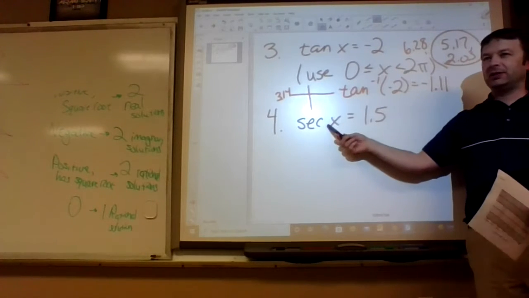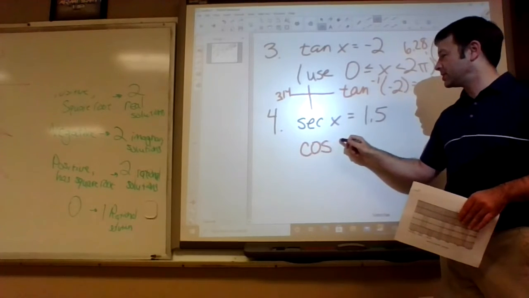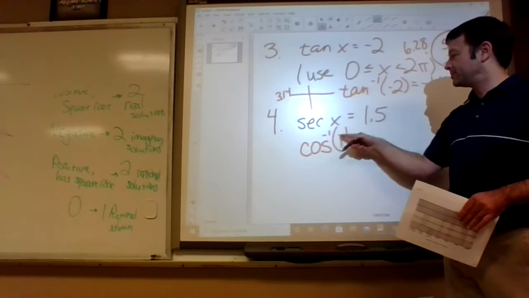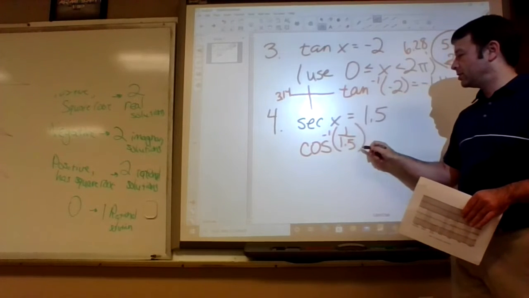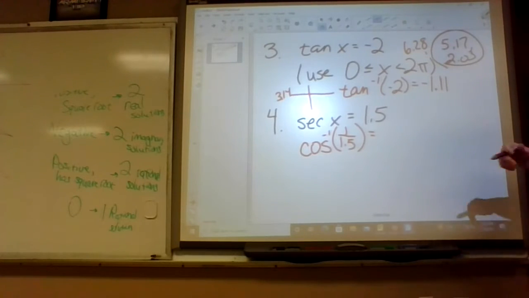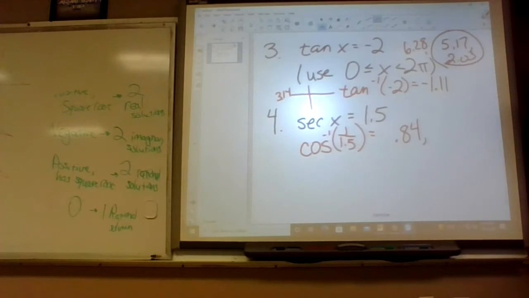Alright, secant is not on the calculator, so what do we do? The reciprocal of secant is cosine. So we're going to have to do cosine inverse, and then flip this upside down, so 1 over 1.5. I got an answer. It is 0.84. That's a first quadrant angle. That would also be a reference angle. So that's one of our answers since it's in the first quadrant.